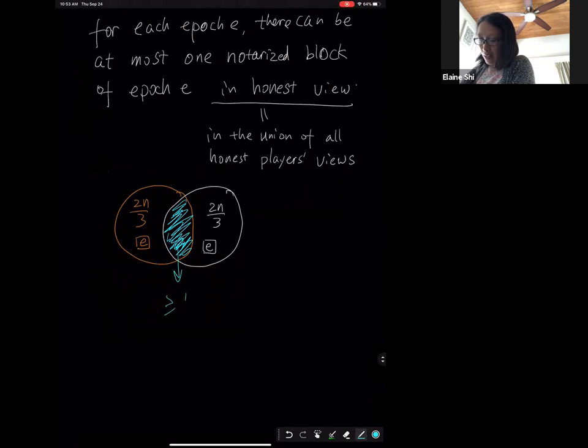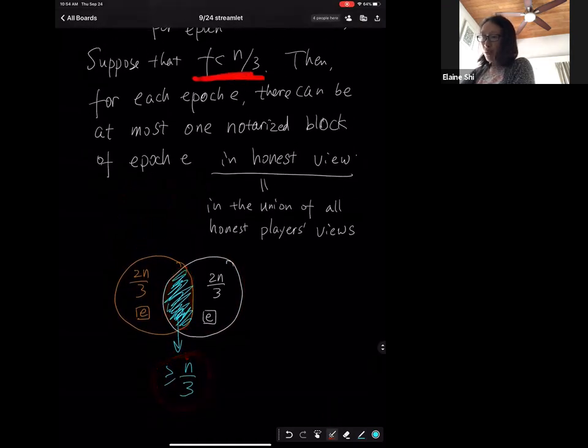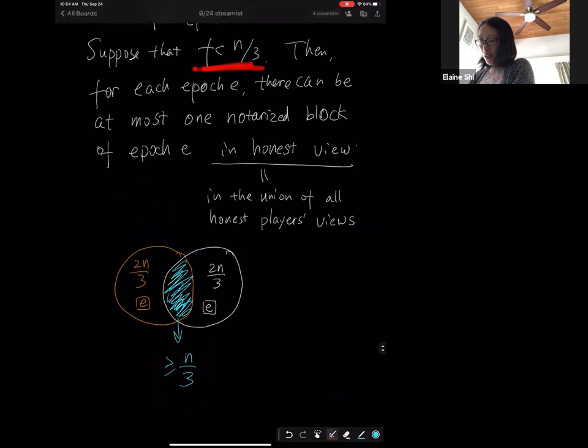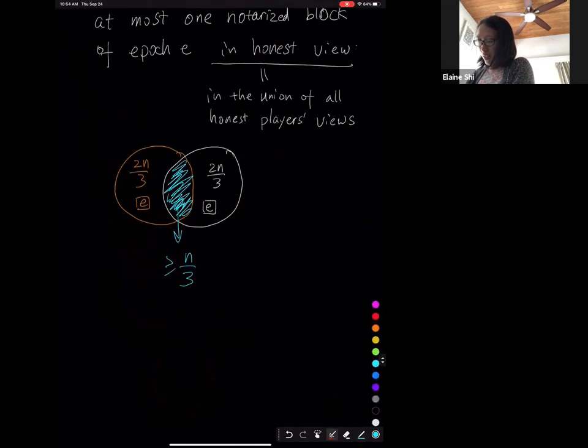This intersection size has to be at least n over 3, because there are in total only n players. If the orange is 2/3 and the white is 2/3, then the intersection has to be at least n over 3. But now remember that the adversary controls strictly fewer than n over 3. So we can conclude that there exists at least one honest player in this intersection.